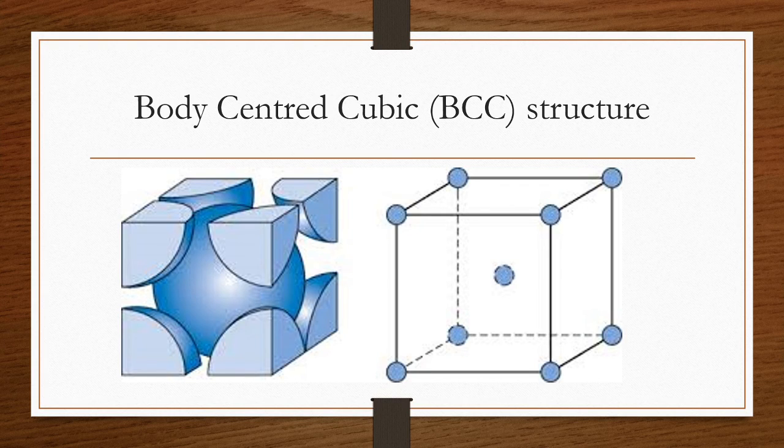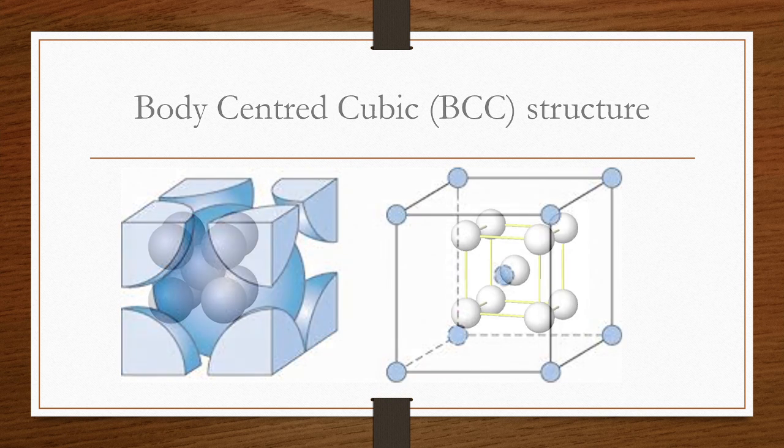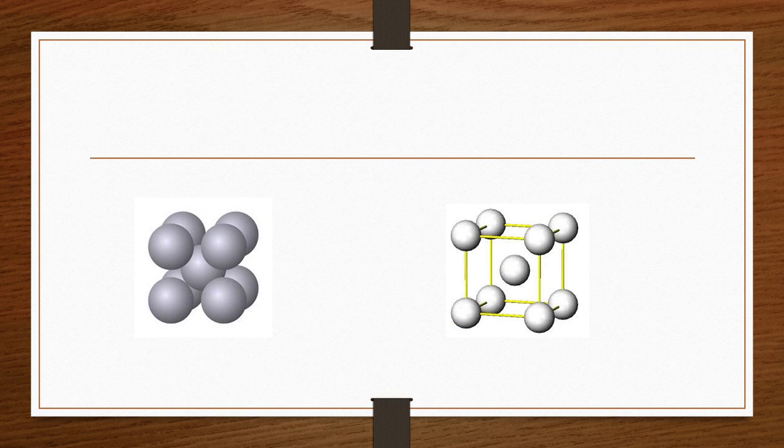In this video, we are going to discuss a body-centered cubic structure. In a body-centered cubic structure, the atoms are located at all the 8 corners of a unit cell, and also one more atom which is located at the center of the unit cell. The examples of the BCC structure are tungsten, molybdenum, chromium, etc.